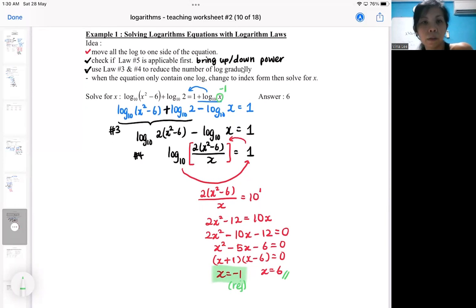So the idea of solving logarithm equation is to reduce the number of log. Reduce until you've got 1 log and you get rid of the log totally with the circular thing.